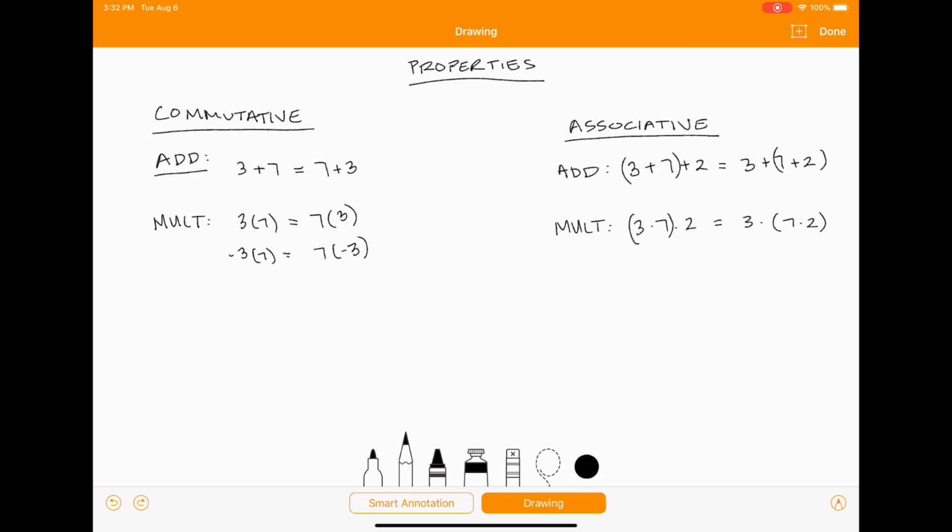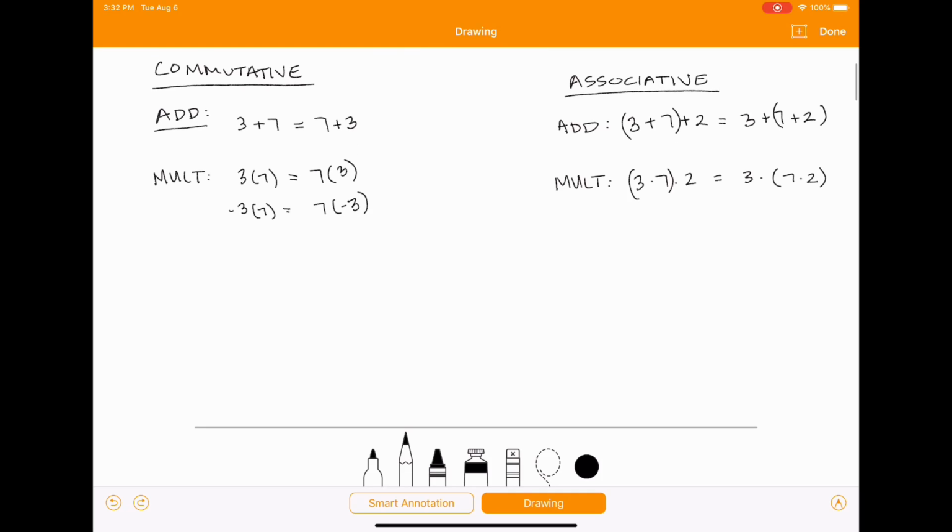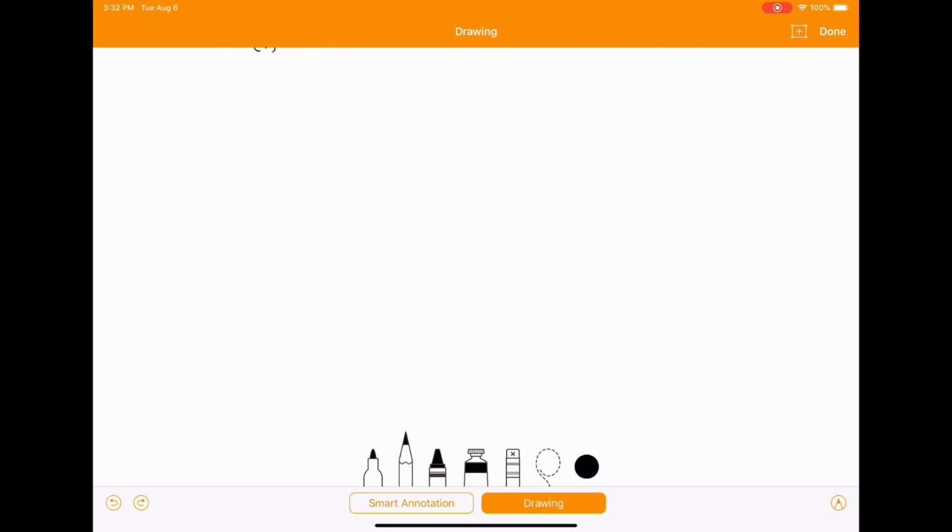So let's quickly talk about unit conversions. Unit conversions are important because you're going to need to be able to change units frequently when you're looking at different things in the world.